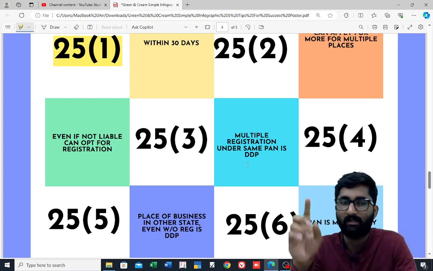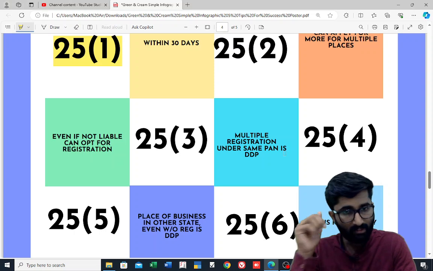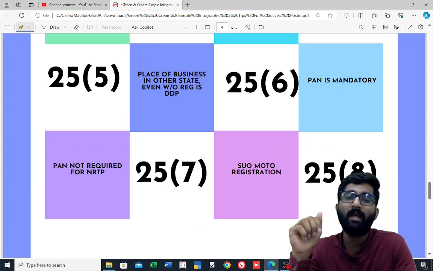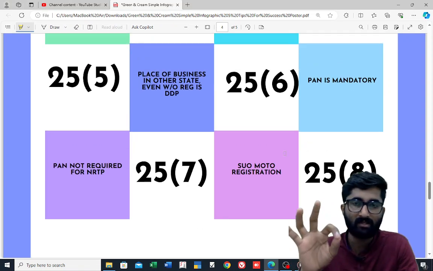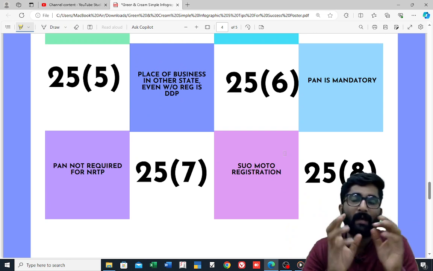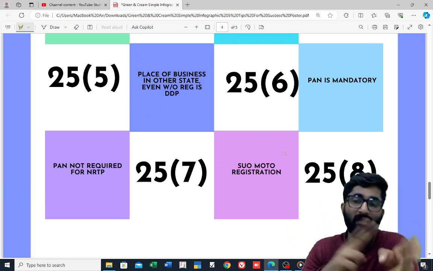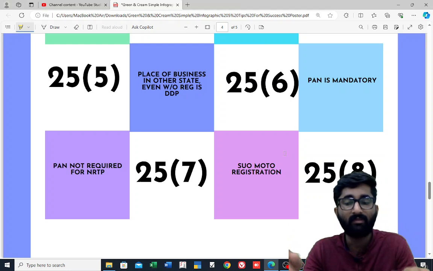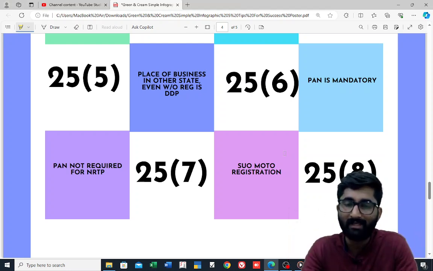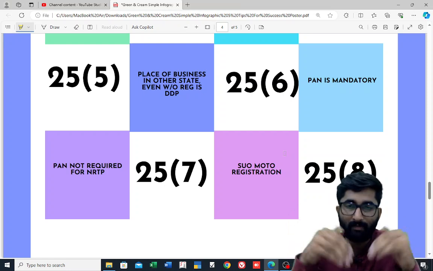That is given in section number 25(5). Section number 25(6) says that to take the registration, PAN is mandatory. Section number 25(7) says that PAN is not required for NRTP, because NRTP is non-resident in India. It is not required that he should have a PAN in India.